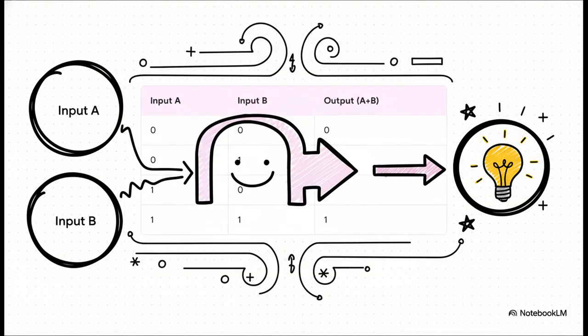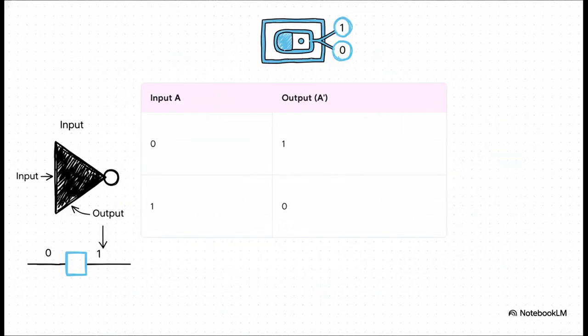Next, we have the OR gate. Now this one's a lot more chilled out. The output is a 1 if input A is a 1, or if input B is a 1, or even if both are 1. As long as at least one input is a yes, the output is a yes. And finally, the simplest gate of all, the NOT gate. People also call it an inverter.